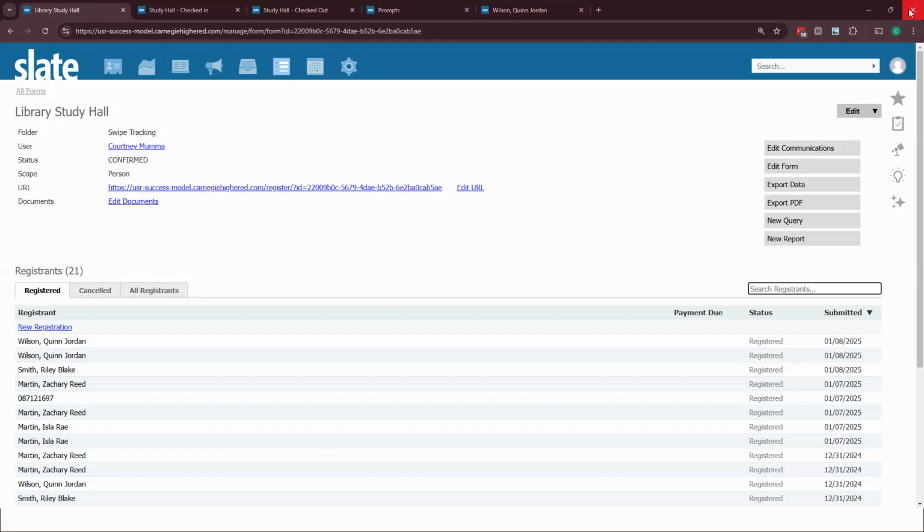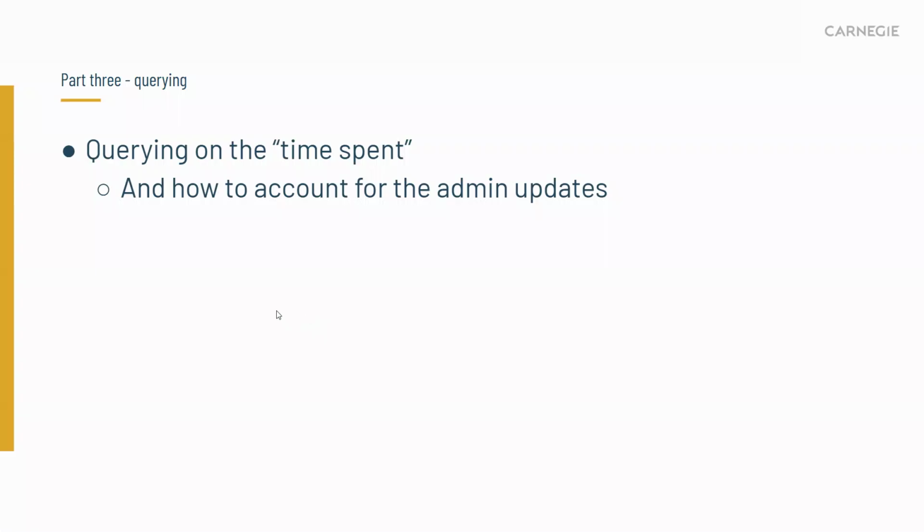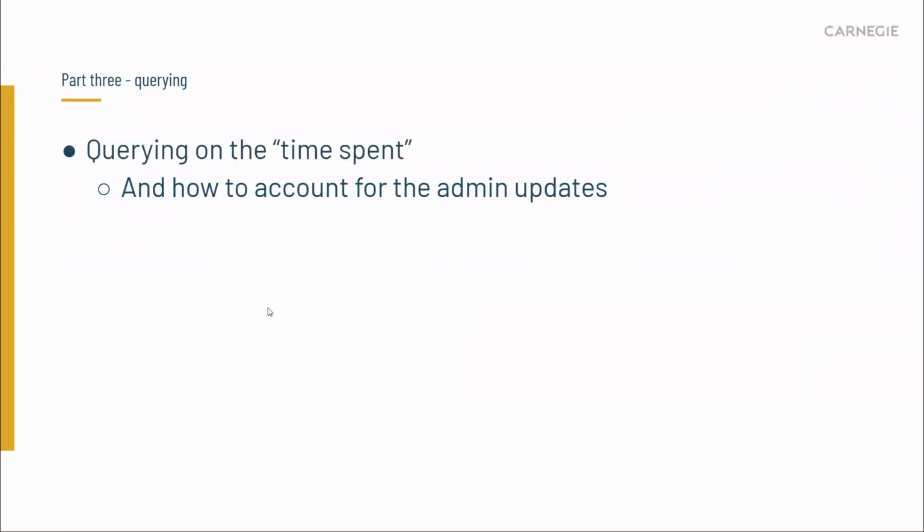Let's take a look at what we have coming up for part 3. Part 3 is going to be querying on all of this information and how to account for admin updates. We know students are typically going from one thing to another pretty quickly, and they can tend to forget to check out. So how do we account for that in this process so that we can see total numbers? Next time, we're going to talk about how to get cumulative hours per term, per the last 7 days, and then how to also account for them per row. So come with your best configurable joins hat on for our next training next month.